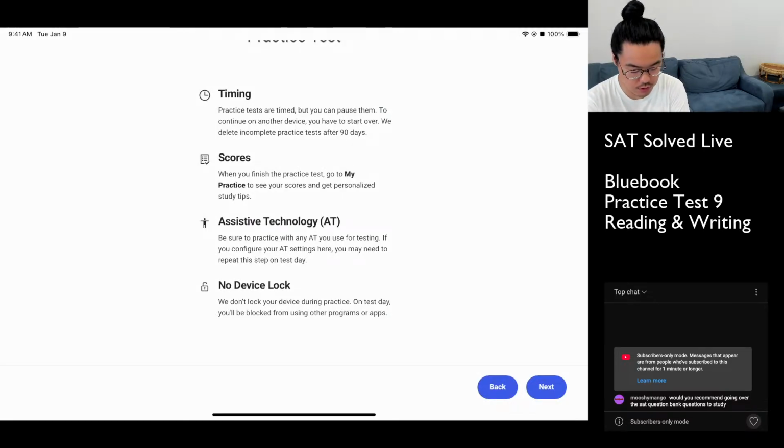I'm going to get into module 1 of the reading and writing section. Here we go. 32 minutes. Here we go. First question. We have struggled to pinpoint causes for hiccups, which happen when the thing contracts.